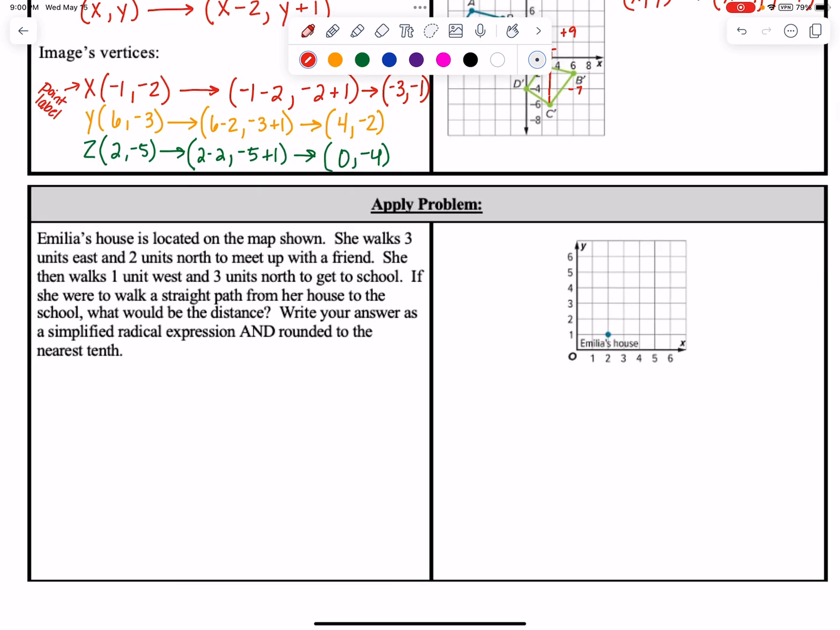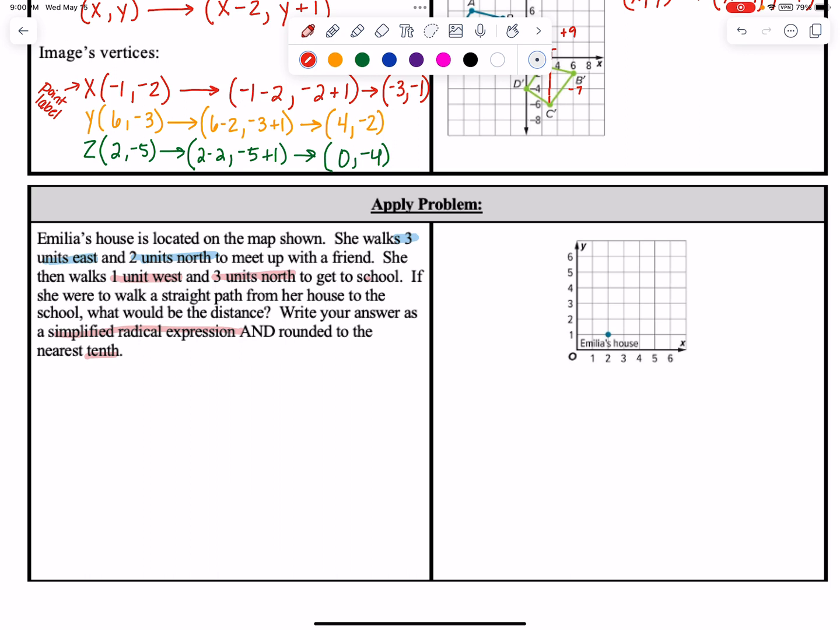This one is actually going back to something else, so let's see if you know what you're going to be doing here. Amelia's house is located on the map shown. She walks 3 units east, 2 units north to meet up with her friend. She then walks 1 unit west and 3 units north to get to school. If she were to walk a straight path from her house to school, what would be the distance? Write your answer as a simplified radical expression and round it to the nearest tenth. Let's go ahead and walk through this.